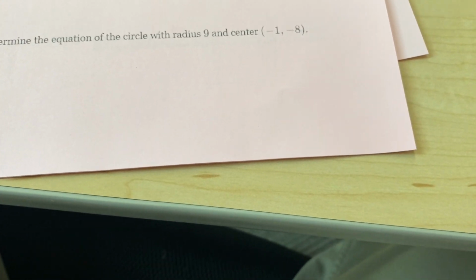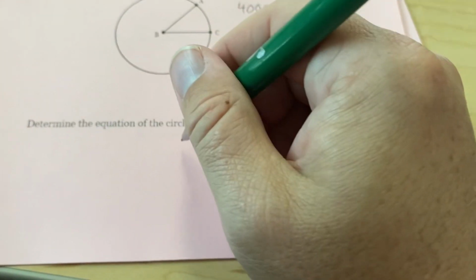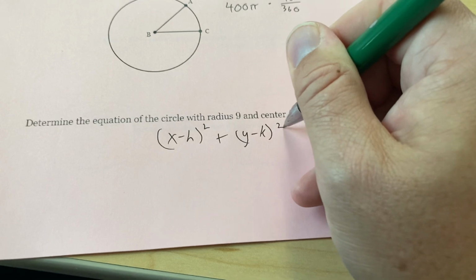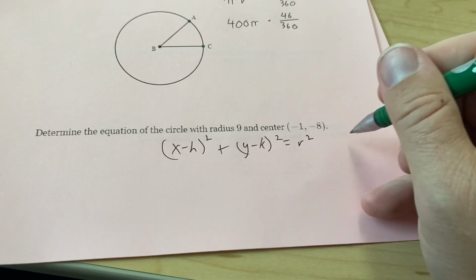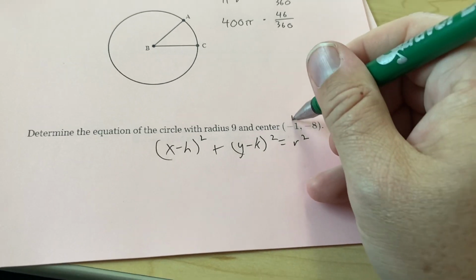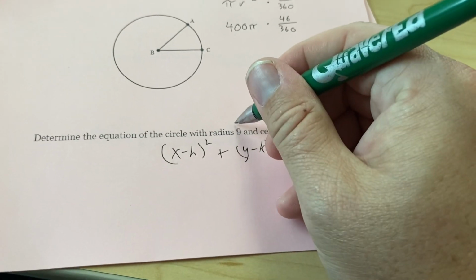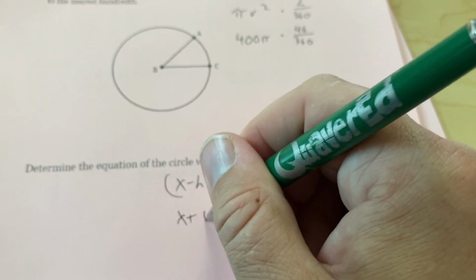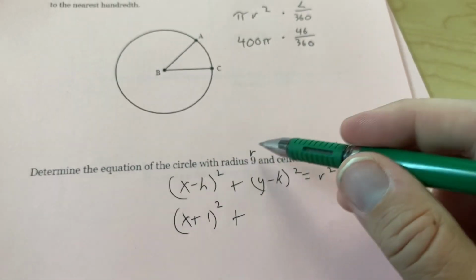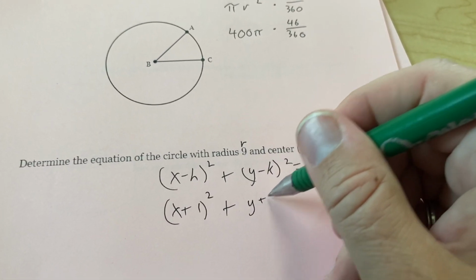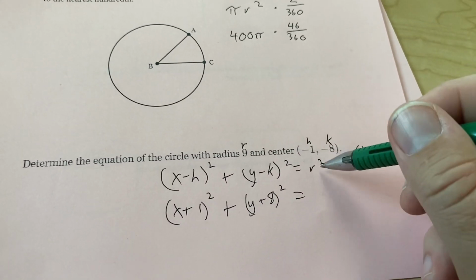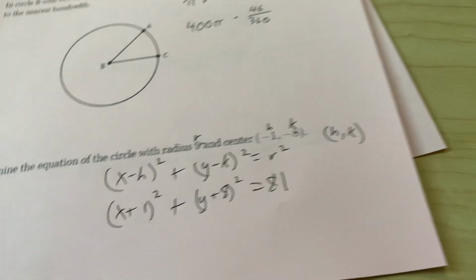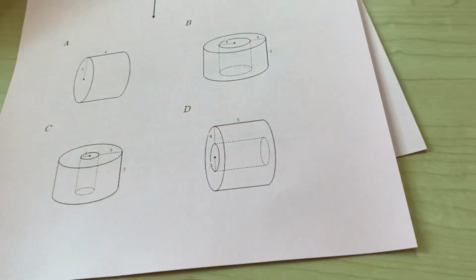Determine the equation of a circle with a radius of 9 and a center of -1, -8. This goes (x minus h) squared plus (y minus k) squared is equal to r squared. HK is that center. So this is the h, this is the k, and then the radius is the r. So x minus a -1 is going to be x plus 1 squared plus y minus a -8, same thing as y plus 8 squared, is equal to, my radius is 9, 9 squared is 81. So there it is. If you have the formula, you should be able to get that one without too much trouble.